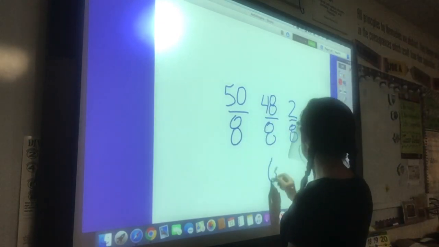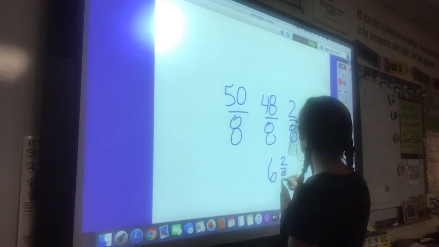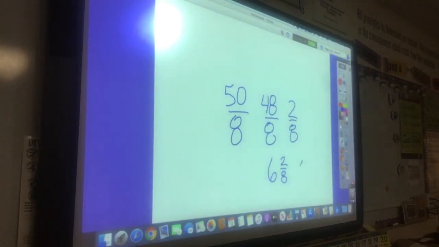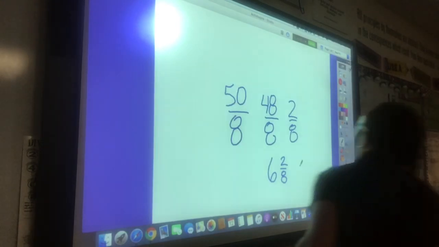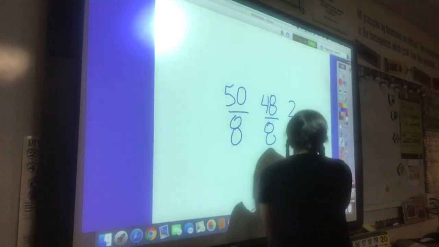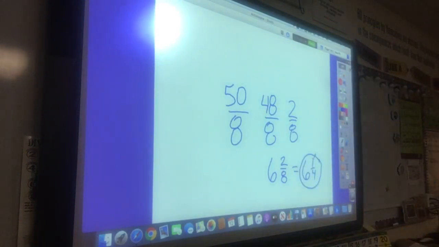This is really 6, and we bring the 2 eighths down, but we're not done, because remember, we can't leave a fraction not in simplest form. So we still need to reduce that. We need to divide both the top and bottom by 2 to reduce that fraction that goes with it. And so, Kara, what would we get for our final answer? 6 and 1/4.